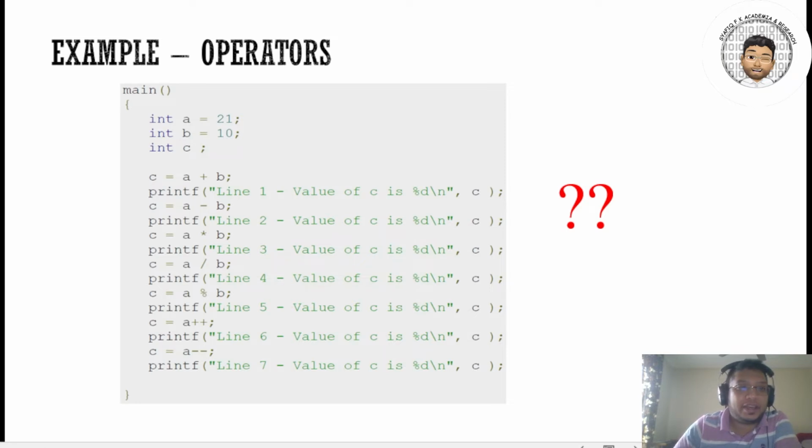I'll demonstrate later on. Here we have an example of operators. Integer A is equal to 21. Integer B is equal to 10. Integer C is equal to none; usually C you start with 0. C is equal to A plus B, and then you have printf to print the answer C. Then A minus B, A times B, A divided by B, A modulus B, A plus plus, A minus minus.